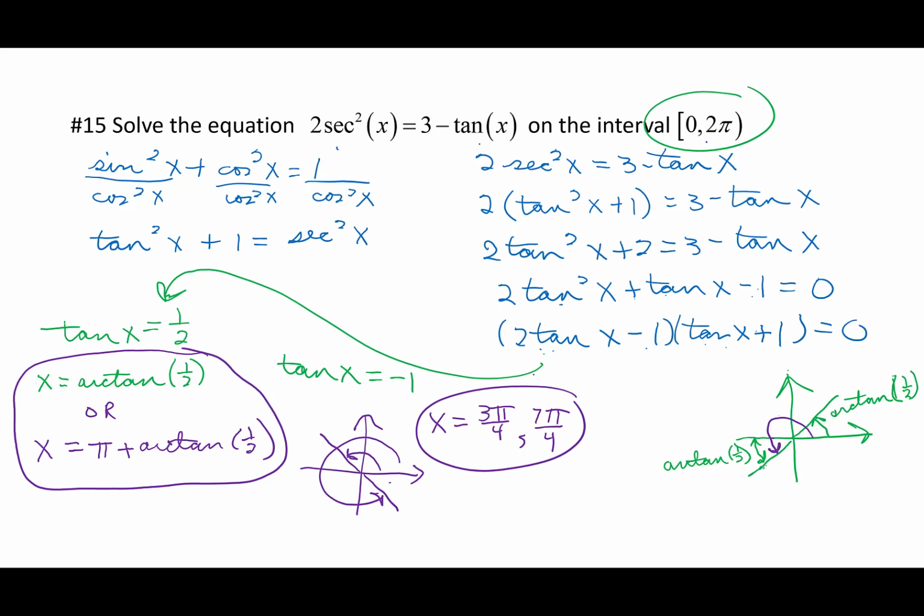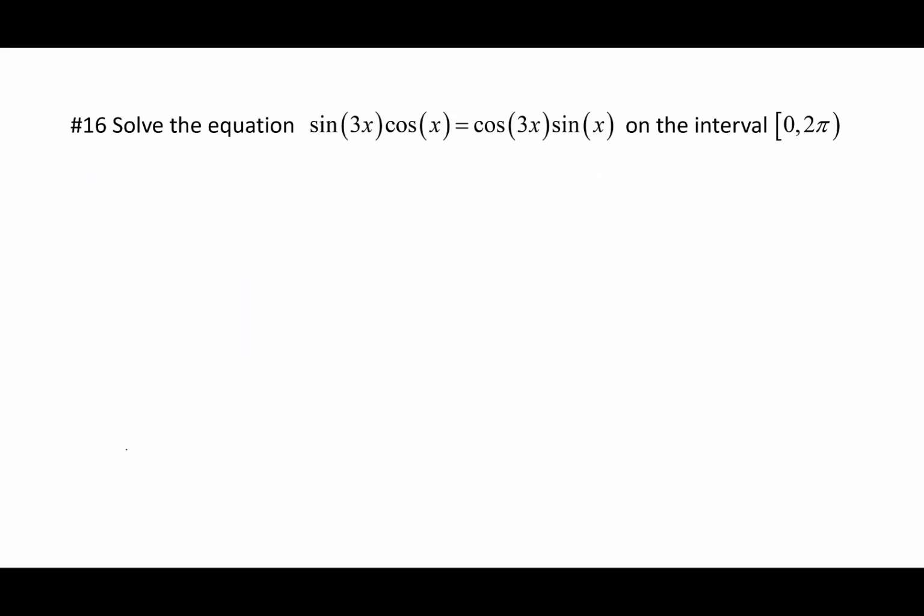Okay, so x equals 3 pi over 4, 7 pi over 4, arctan of 1/2, or pi plus arctan of 1/2. All right, let's go on. Number 16, and I think this is the last problem that we have today. We're going to solve the equation sine of 3x cosine of x equals cosine of 3x sine x on the interval from 0 to 2 pi.